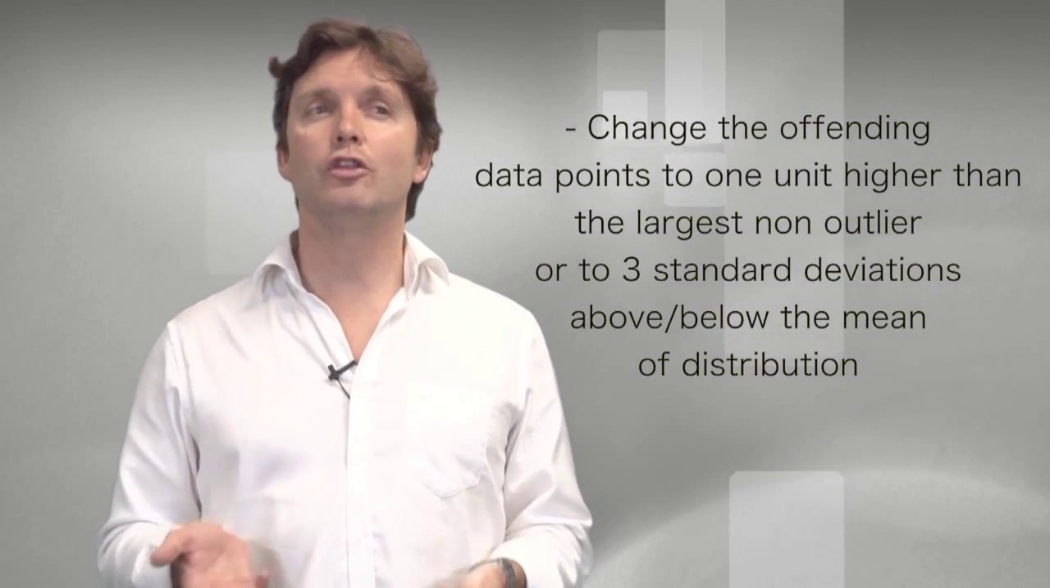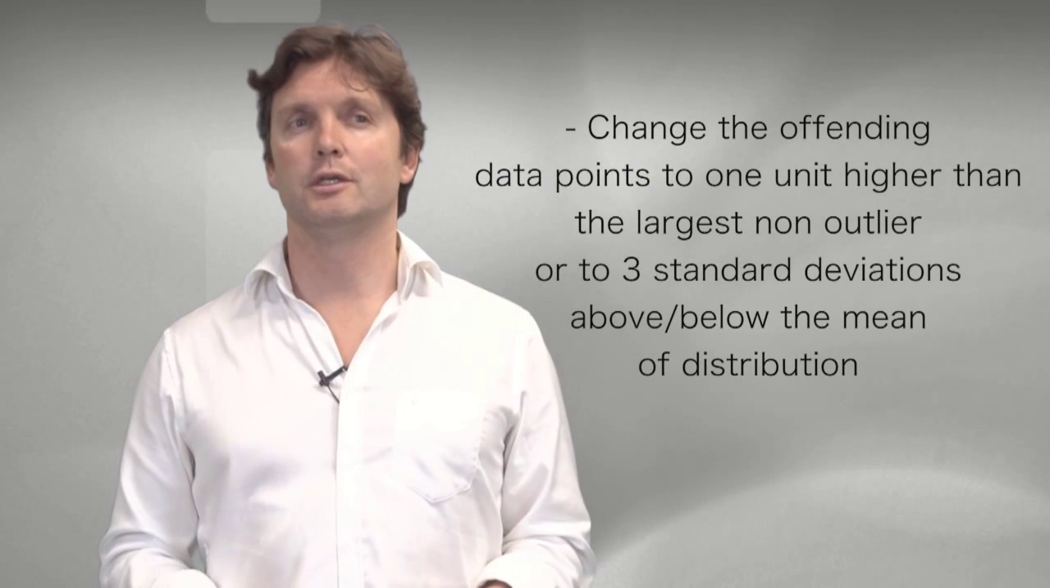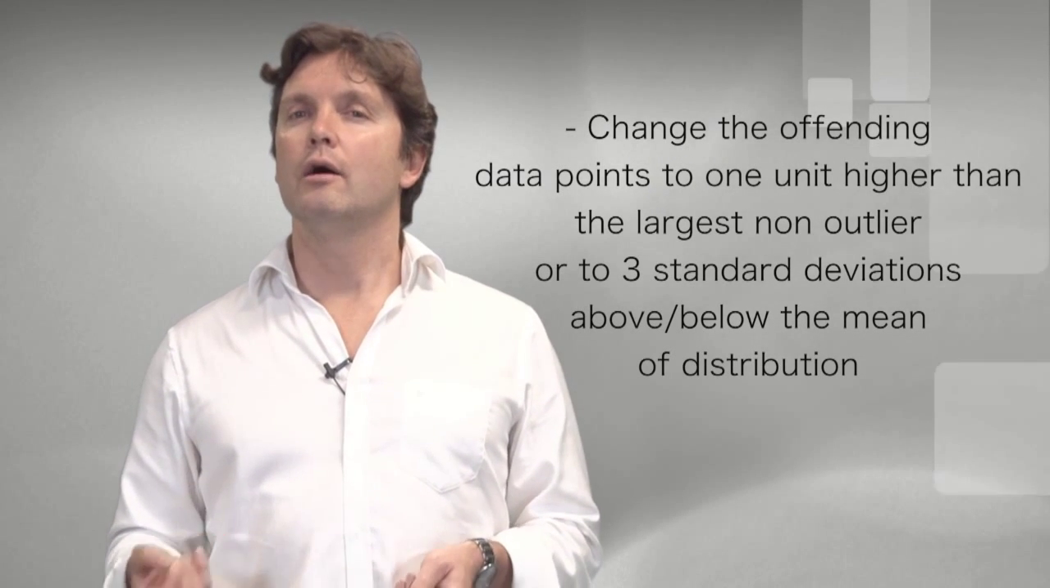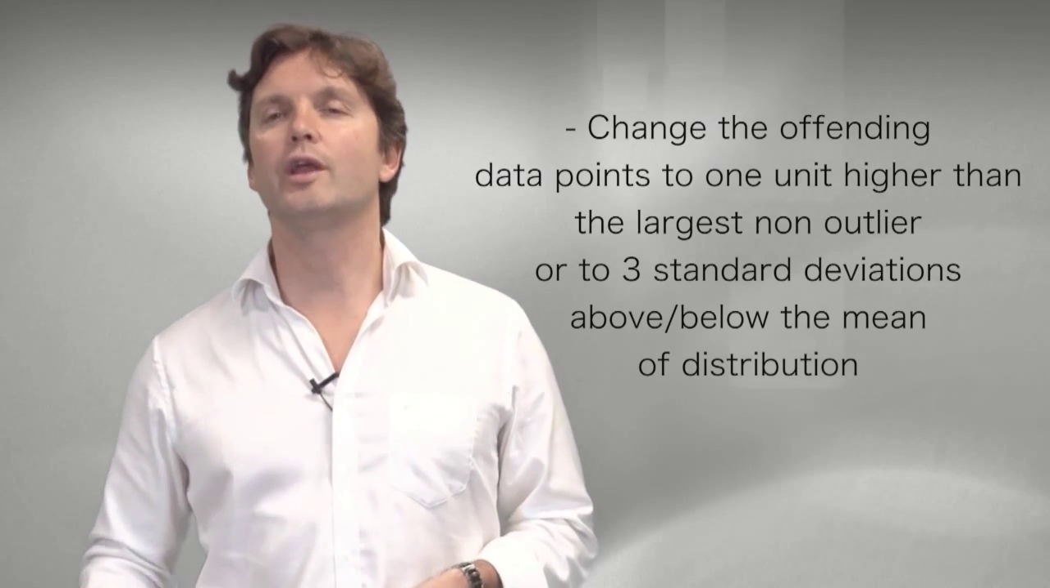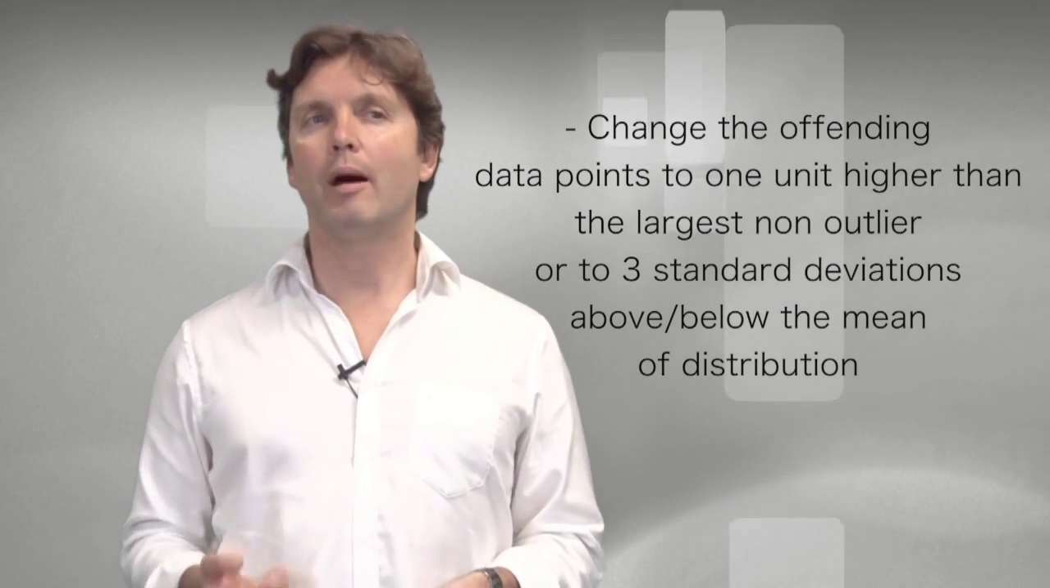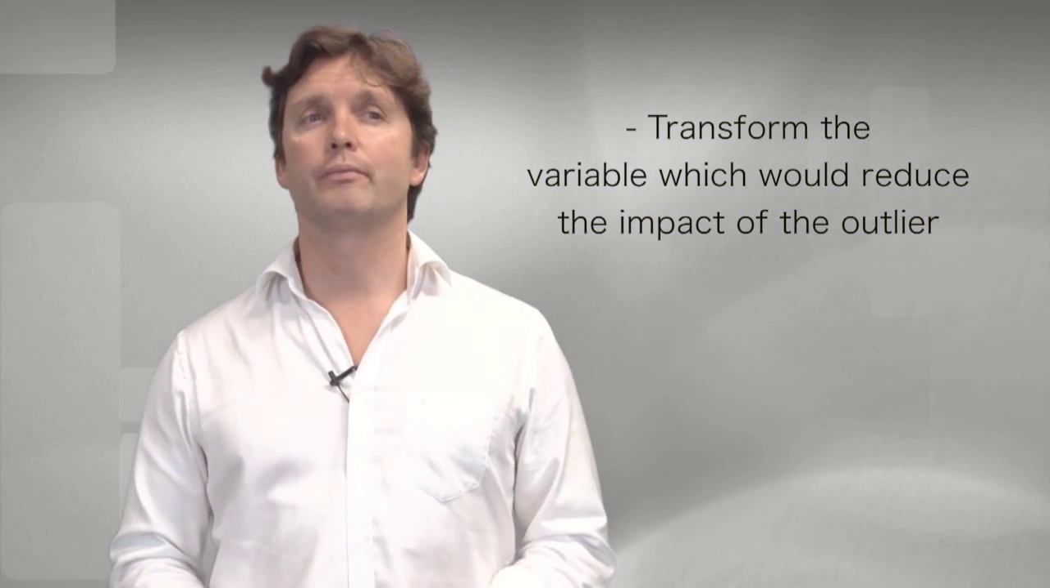Then another way to manage outliers, you might want to change the offending data points to 1 unit higher than the next non-outlier data point, or to 3 standard deviations above or below the mean of the distribution. And the third option available to you is to transform the variable, which would reduce the impact of the outlier.